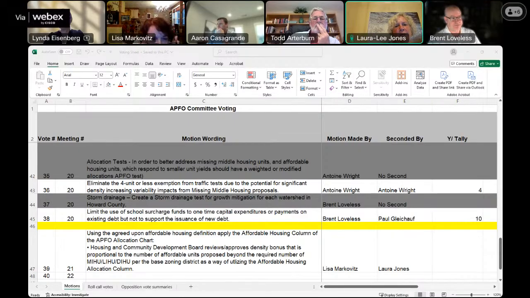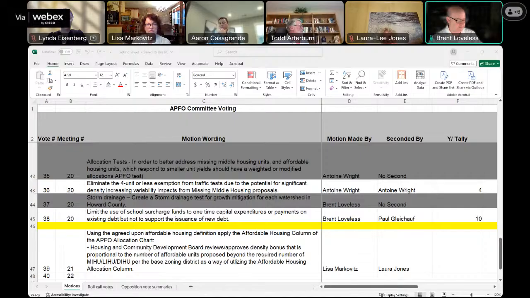It's a number of units. It's a proportion, it's a percentage of the number of units. Yeah, proportional to the number of affordable units proposed beyond the required number. So we aren't answering the question of how much density could be allotted or in what proportion. Right, because that's not what we're trying to do here.